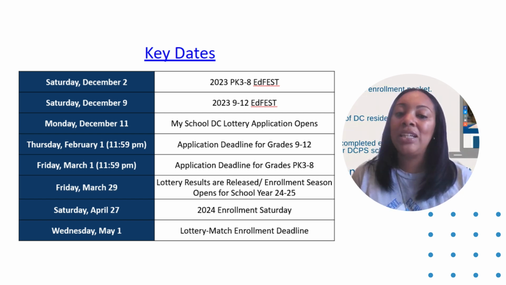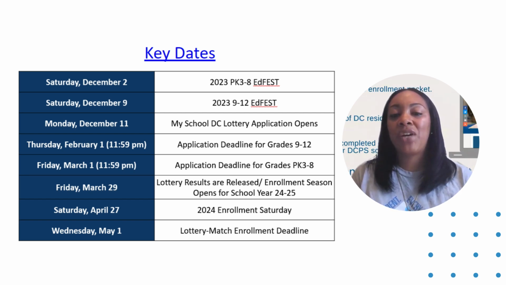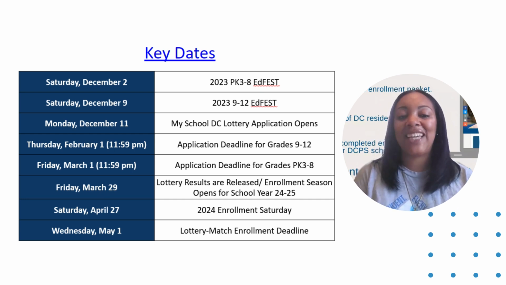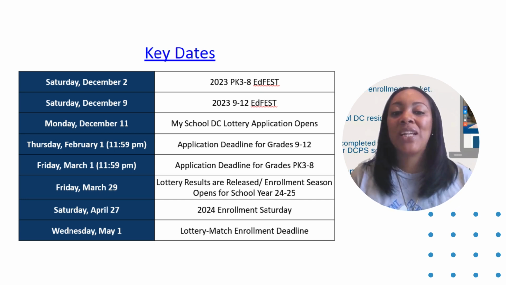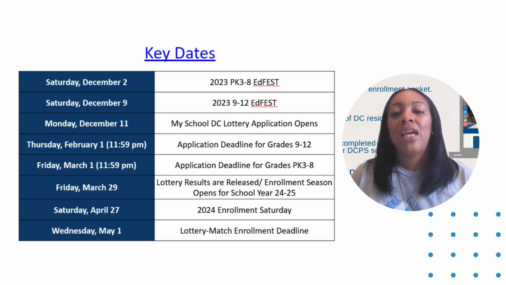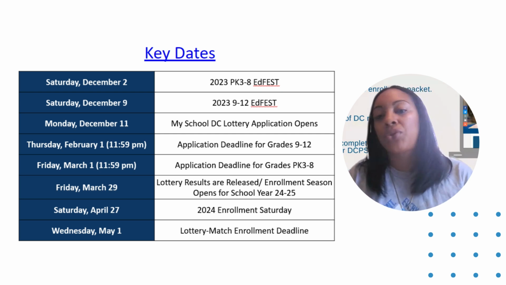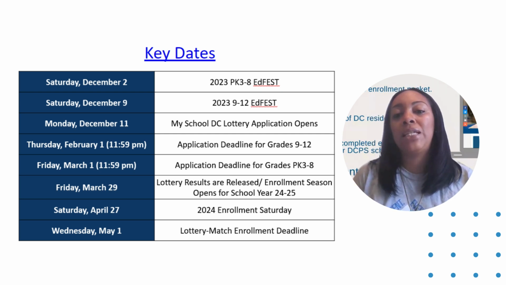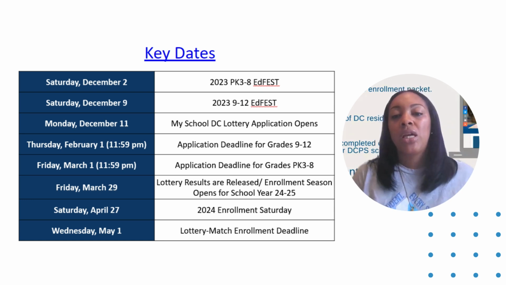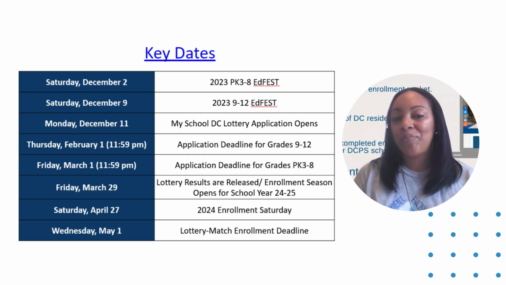Another hard deadline is the application deadline for grades pre-K 3 to 8, which is Friday, March 1st at 11:59 again. Hard deadline. On Friday, March 29th, the lottery results are released. And on that same day, the enrollment season opens for school year 24-25. So what that means is, if you're matched, you'll get your matched choice. And then you can start immediately enrolling and submitting your paperwork to the school on March 29th.